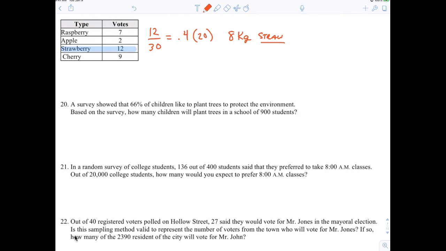Yes, 66%. How do I write 66%? Say it. That's right. 0.66 by... good job. Very good. Multiply that by 900. Tell me how many kids would like to plant trees. 594. Anybody else get 594? All right, we're in good shape.